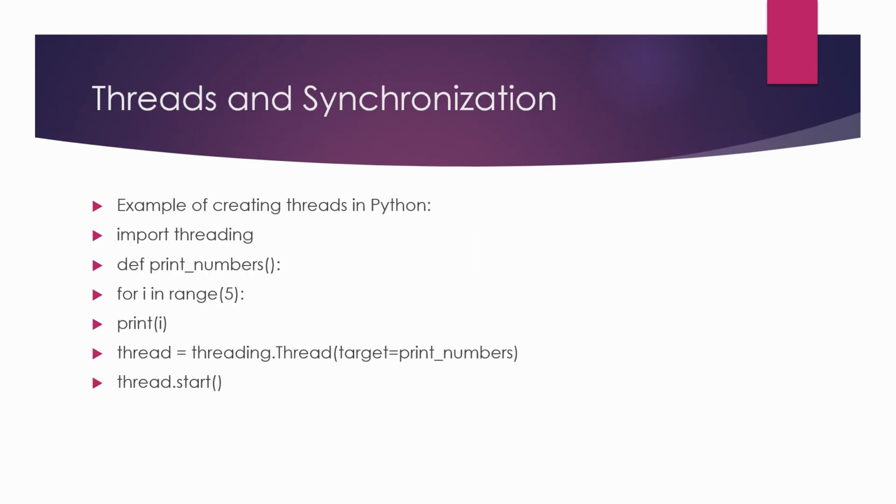In concurrent programming, we use threads to execute tasks independently. For instance, in Python, we can create a thread to print numbers concurrently with other tasks. Synchronization primitives like locks are used to ensure that threads do not interfere with each other when accessing shared data.